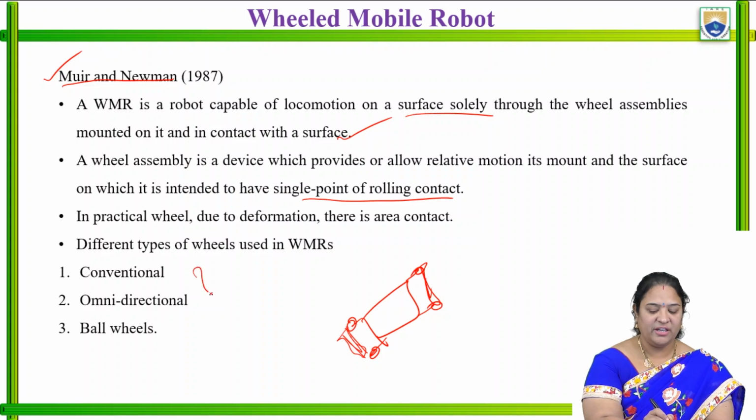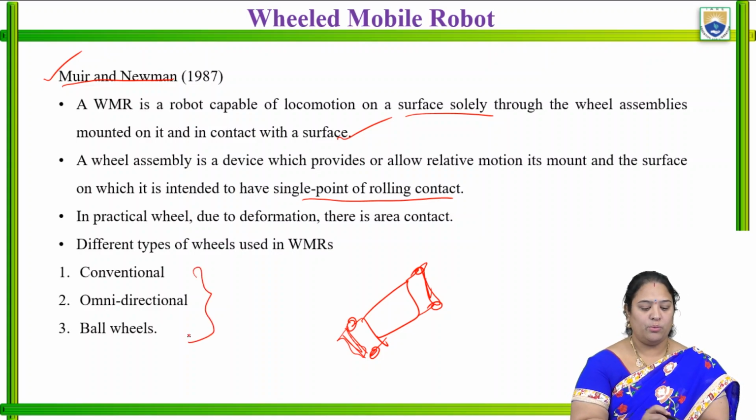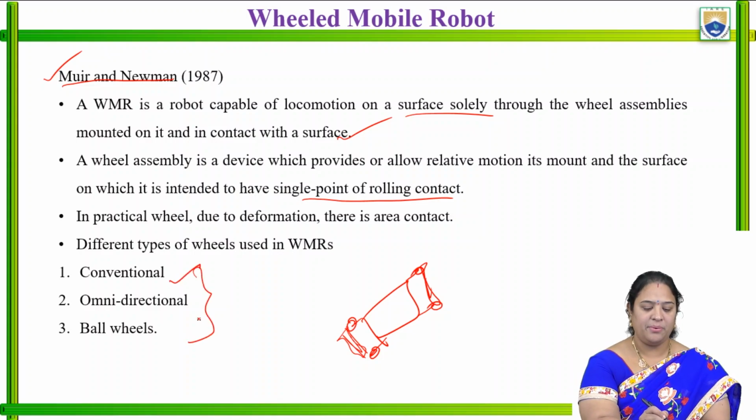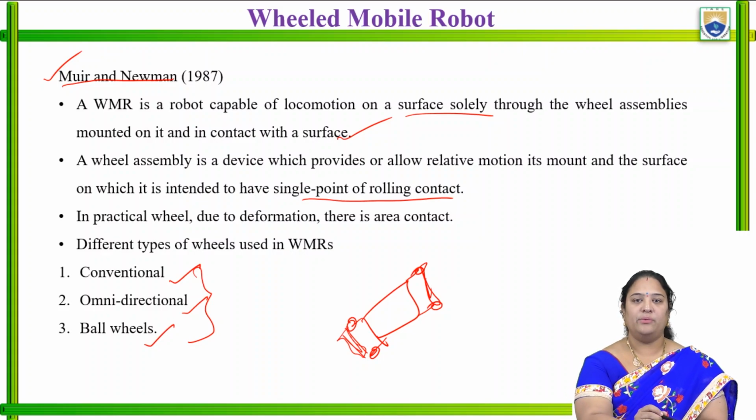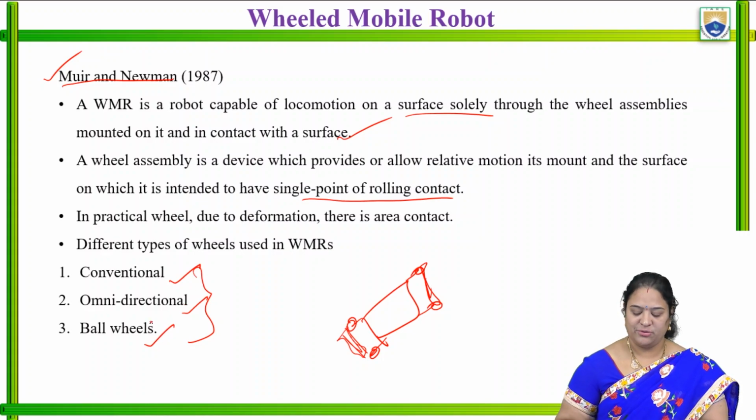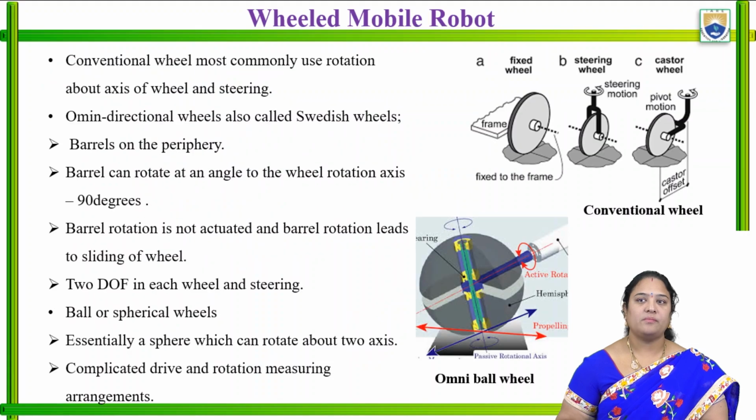And here we have three types of wheel mobile robots, that is conventional type, omnidirectional, and ball wheel, right? The scientists have introduced the wheel mobile robot categorized into three types, that is conventional type, omnidirectional, and ball wheel type, which we will be seeing in the next slide, right?